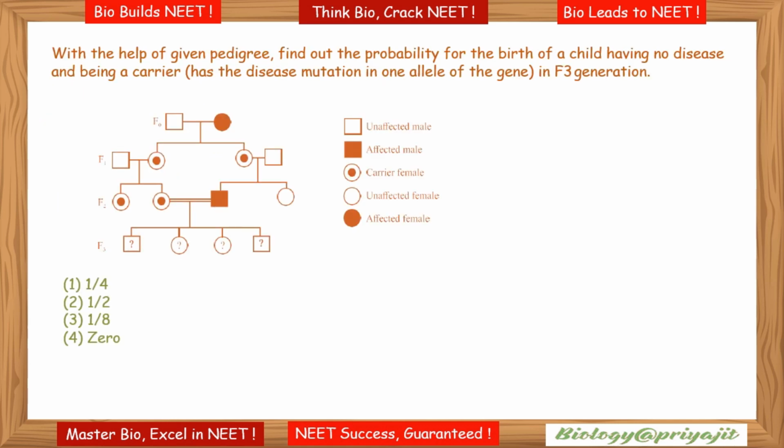Next question. With the help of the given pedigree chart, find out the probability for the birth of a child having no disease and being a carrier, that is, has the disease mutation in one allele of the gene in F3 generation. So out of 4 children, only one X^C X is a carrier and unaffected, so its probability is 1/4.